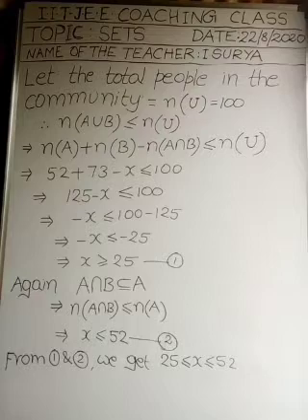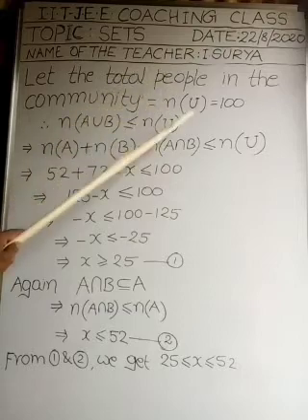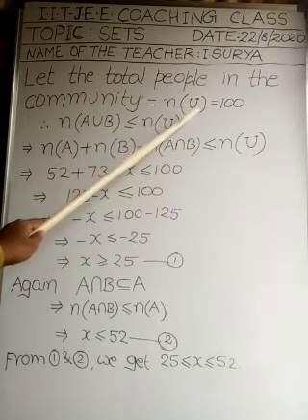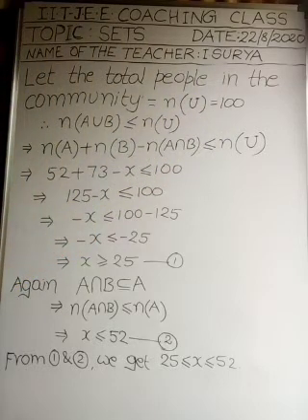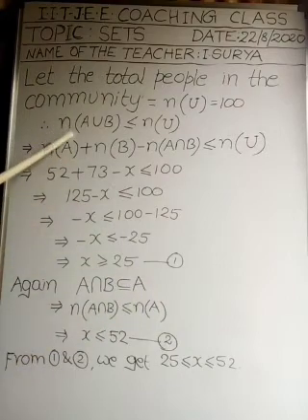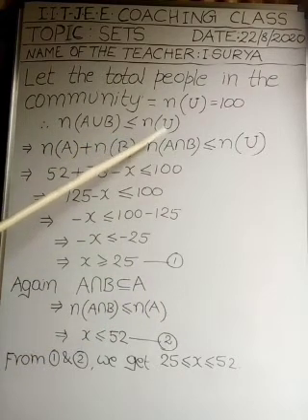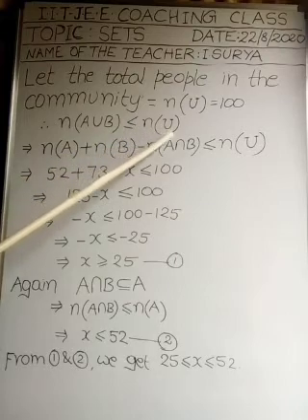For our convenience, let us assume that the total number of people in the community is equal to 100. That is, n of universal set is equal to 100, because the percentages are given here. That is why, for easy calculation, we are taking the total number of people in the community as 100. Okay, my children. Therefore, n of (A union B) is less than or equal to n of universal set. In any set, n of (A union B) is less than or equal to n of universal set.